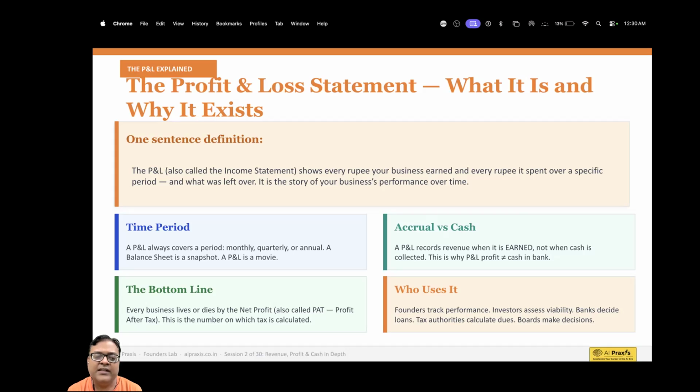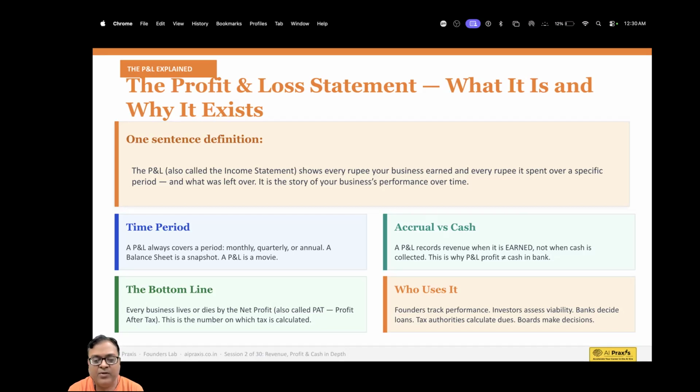Okay. Then there's something called the bottom line. Every business lives or dies by the net profit, or it's also called the PAT, that is profit after tax, right? PAT. What you saw earlier was PBT, right? And when you remove the tax, then obviously it is PAT. So this is the number on which tax is calculated.